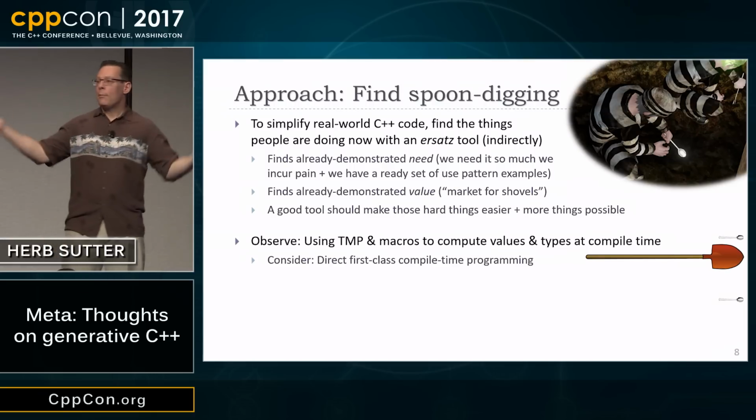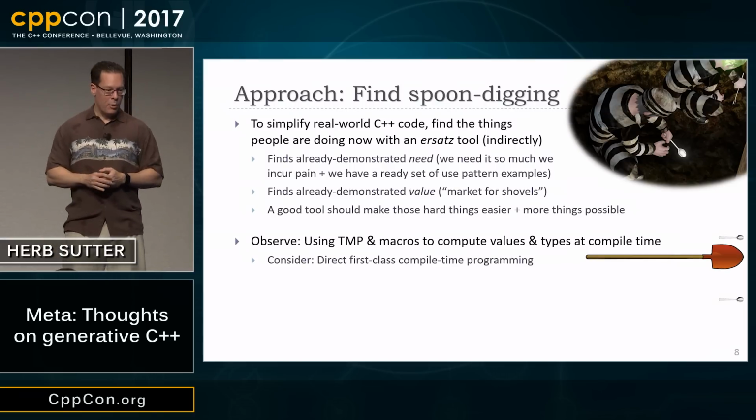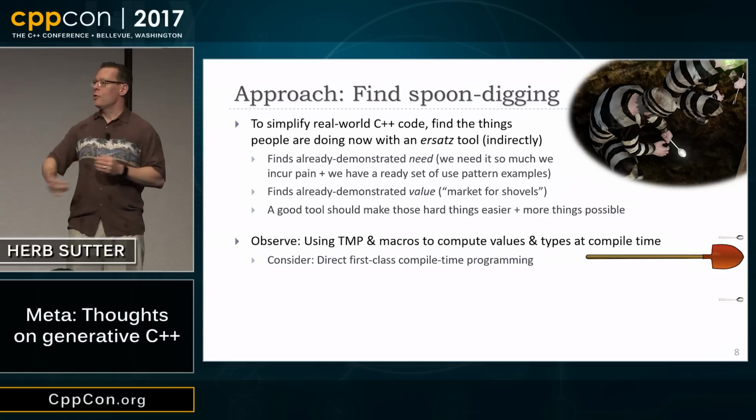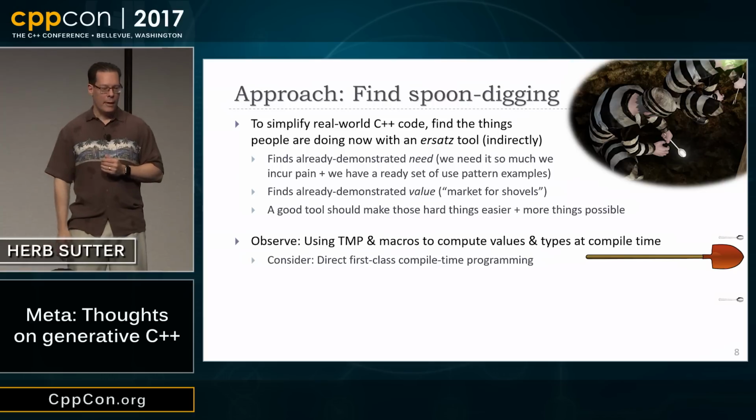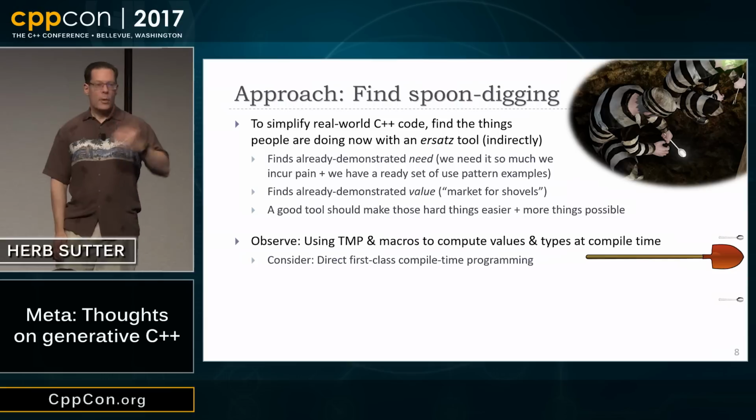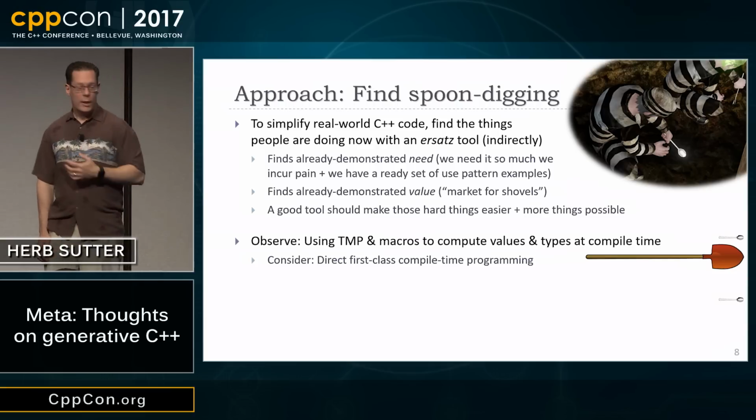So we observe people digging with the spoon of template metaprogramming to compute values and types at compile time. So we've been adding constexpr functions. We're doing much more of that, which I'll talk about, to have first-class compile-time programming. Express your intent more directly, what you're already doing.